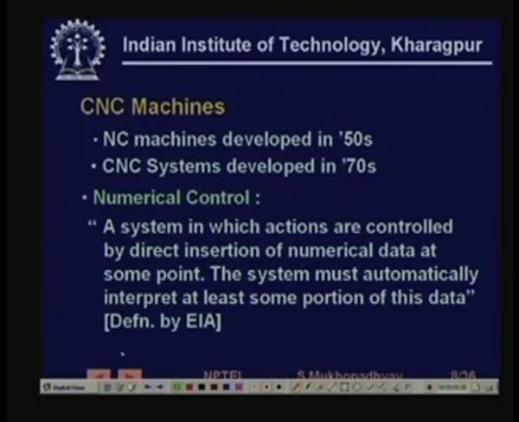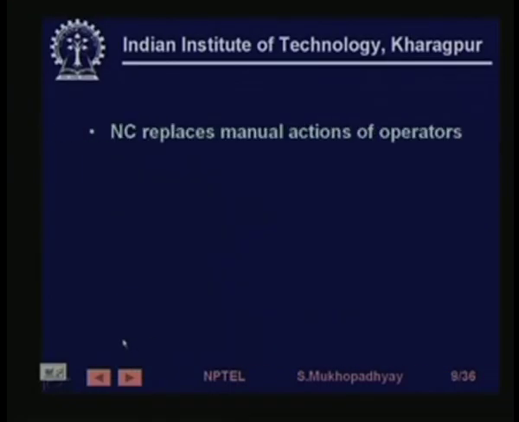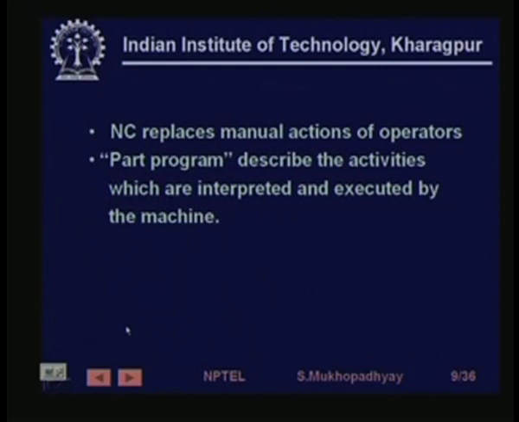It is generally a microprocessor, it may sometimes be an industrial PC, there will be a PLC. So various kinds of industrial computers are used. It basically is meant to replace manual actions of operators, and the instructions to the machine which are required for its operation are written in the form of a kind of program called part programs, which describe the activities which are interpreted and executed by the machine. We will see a little later what kind of things can be done using part programs.